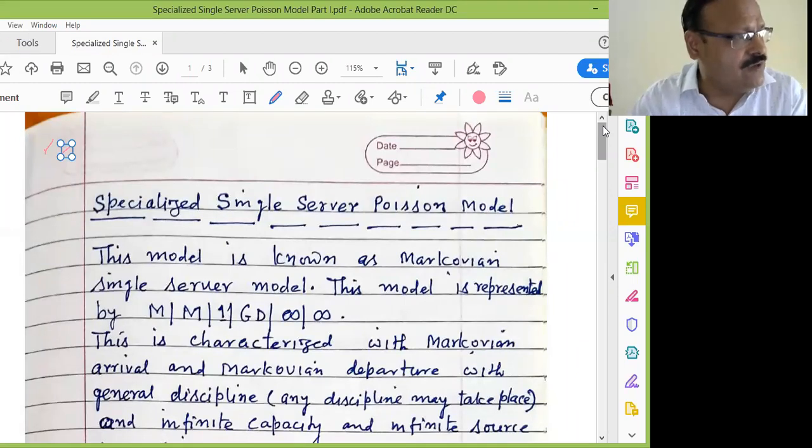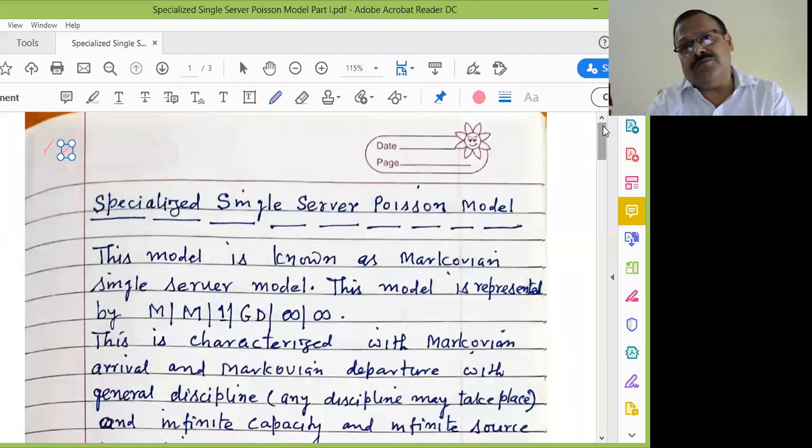That is, Pn is equal to, if you remember, the numerator had lambda n minus 1 down to lambda naught, and the denominator had mu n down to mu 1, multiplied by p naught. I would like to show you that formulation. The value of p naught was computed with the help of the total probability property: the sum total of all probabilities is equal to 1.